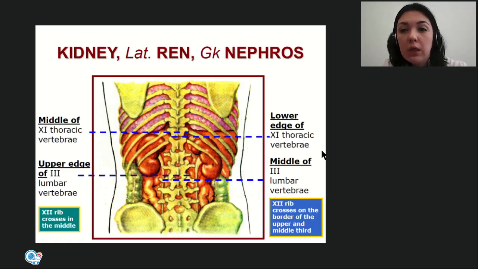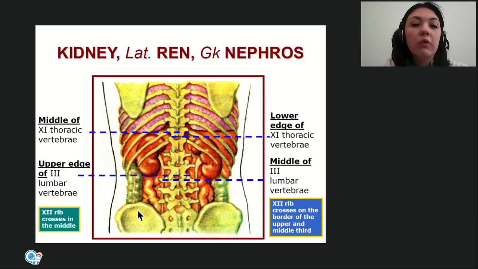If you open another textbook, you will find that left kidney is located between TH12 and L2, and right kidney is located between L1 and L3. Okay, it is also acceptable. We can use this skeletotopy. When we study skeletotopy of the kidney, we also should know about the relation between them and the 12th rib. So the 12th rib, here we can see it, crosses the left kidney in the middle. And the right kidney is crossed at the boundary between upper and middle 1/3.